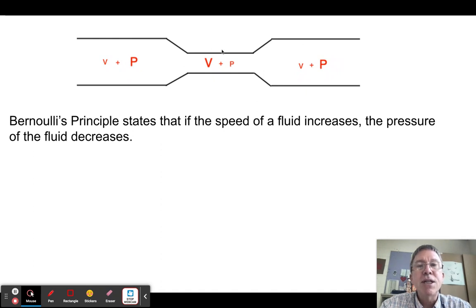But if I put a pressure gauge here, because the velocity went up, I'm going to find that the pressure went down. And when I come over here and the velocity of the fluid slows back down, I'll find the pressure goes back up. So basically, if the velocity goes up, the pressure goes down. If the velocity goes down, the pressure goes up.